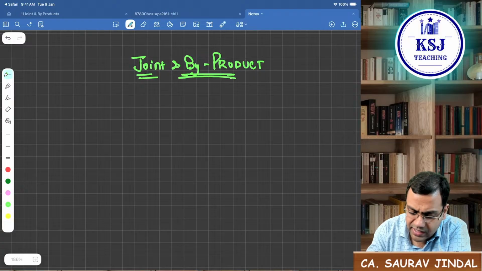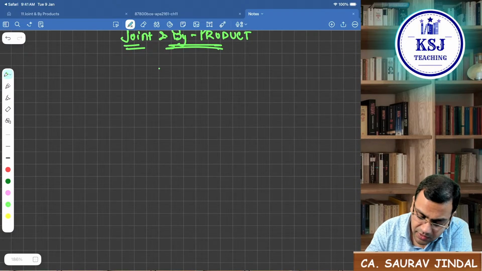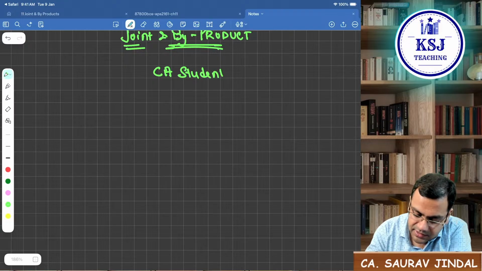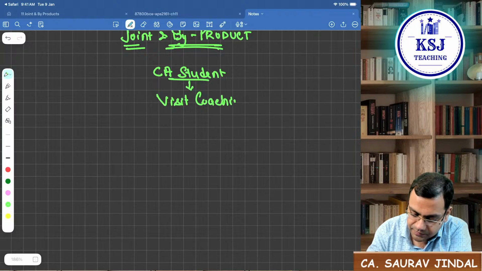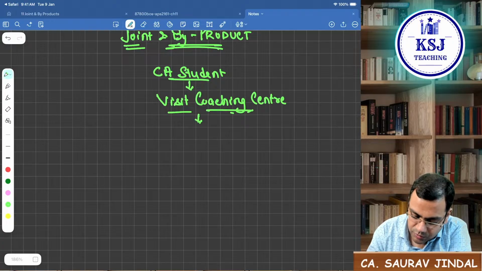Let's say you are a CA student, right? Now, as a CA student, you visit a coaching center and you want to take classes for group 2. You want to take classes for CA Inter group 2.